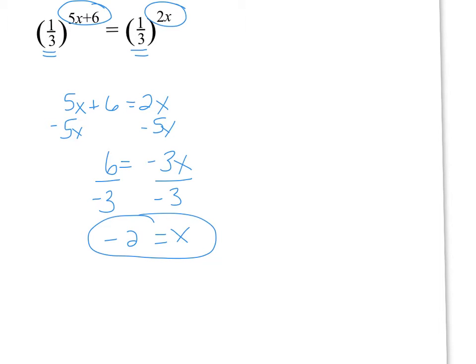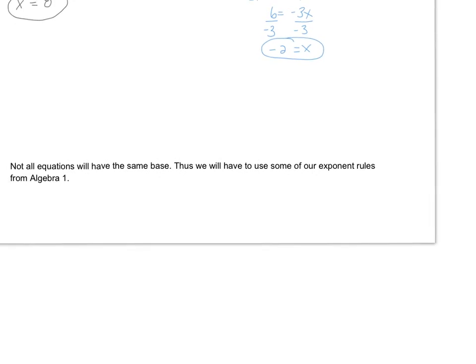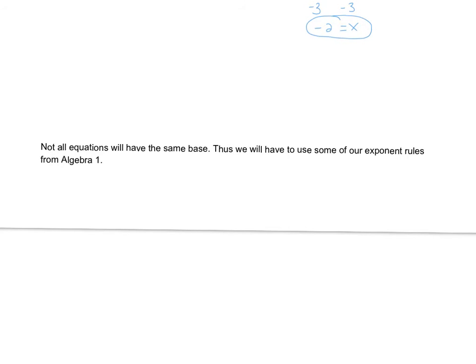So if the bases are the same, awesome. Very simple to do. You set the exponents equal, you solve it, and you're done. But unfortunately, not all the time will the bases be the same. So the question is, if we have different bases, how do we work with those? Well, to do this, we'll have to use some basic knowledge about numbers, and we'll also have to use some of our exponent rules we learned in Algebra 1.